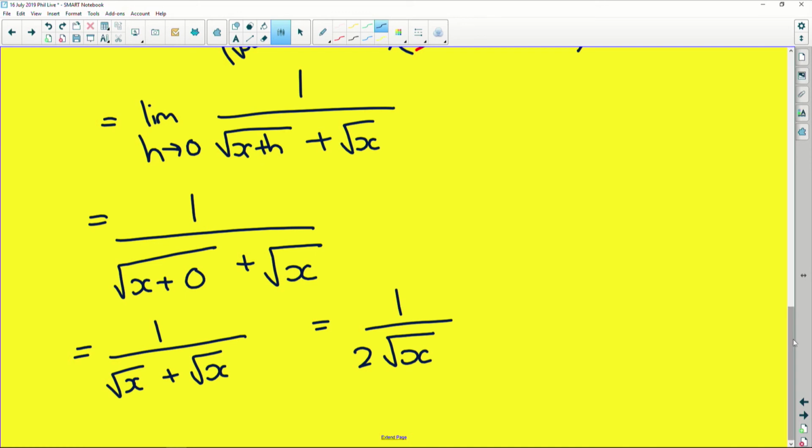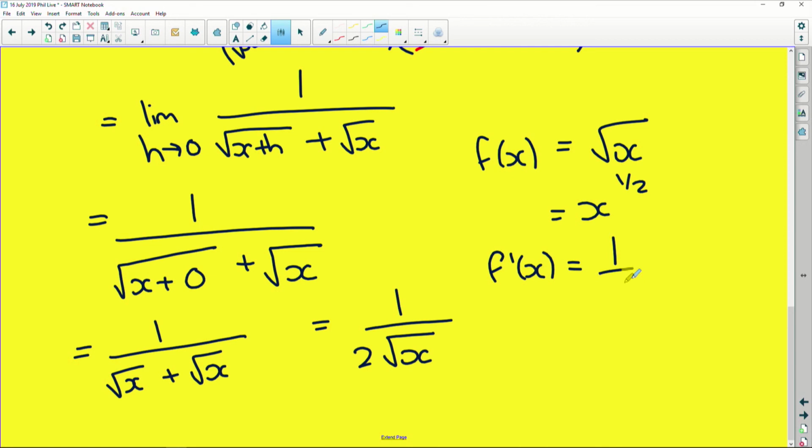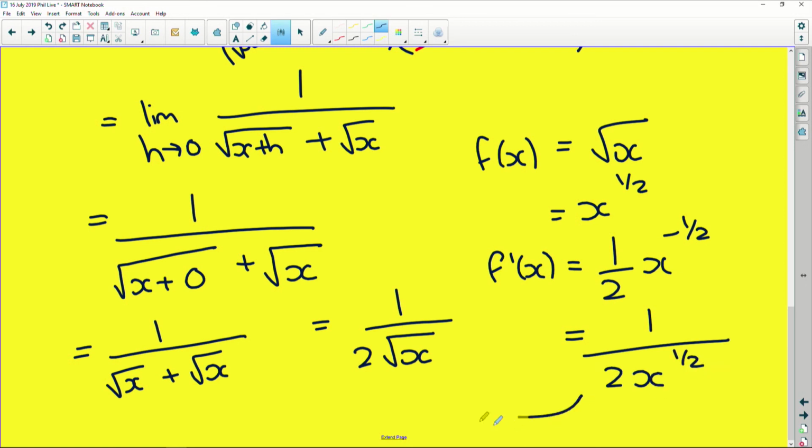Now if you go right back, remember we have f of x is equal to the square root of x, which is equal to x to the power of half. If we applied just our differentiation rules, remember you multiply by the exponent, so you get a half, and then you subtract 1 from the exponent. So a half minus 1 is negative a half, which means that we're going to have 1 over 2x to the half, which is the same as 1 over 2 square root of x.